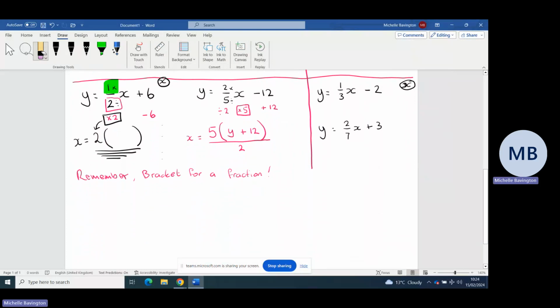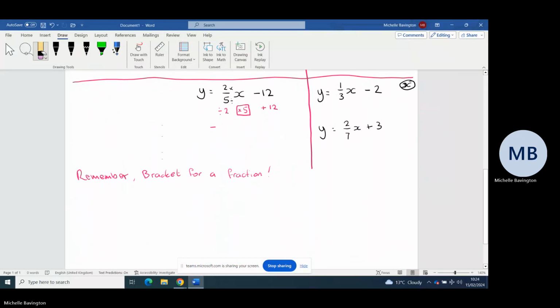Last but not least, remember bracket for fraction. Right here, what we got? We got y equals 1/3 x minus 2, divide, times. Well, again, I'm not going to worry about that because it's 1. So I don't really worry about that. So that's times 3 plus 2.